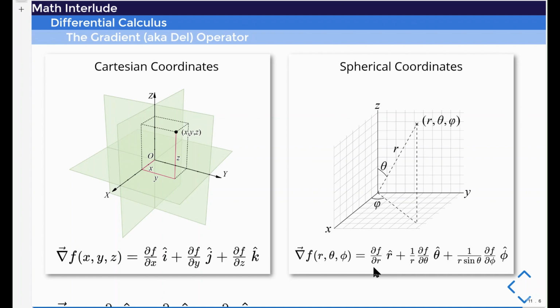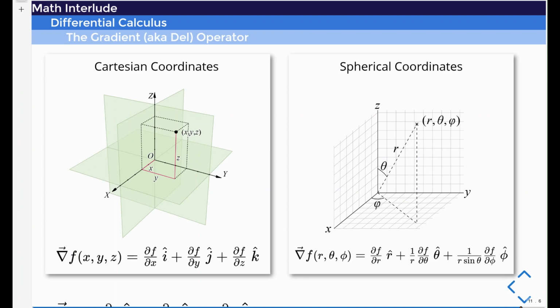And then the del of the function is written as the partial derivative of the function with respect to r, with respect to the distance away from the origin in that radial direction, plus 1 over r times, so notice this is different than its form in the Cartesian coordinates, 1 over r partial f by partial theta in the theta hat direction, plus 1 over r sine theta partial f by partial phi in the phi hat direction.